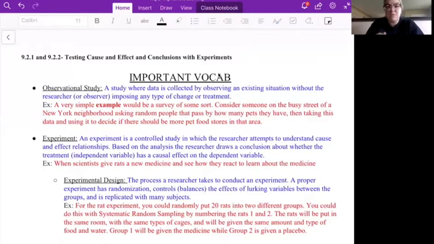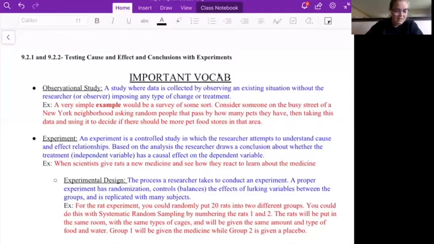Or it could also just be, okay, I want to see how many people driving actually stop at this stop sign. So you sit on a corner and you observe how many cars drive by and how many actually stop at the stop sign. That would be an observational study.